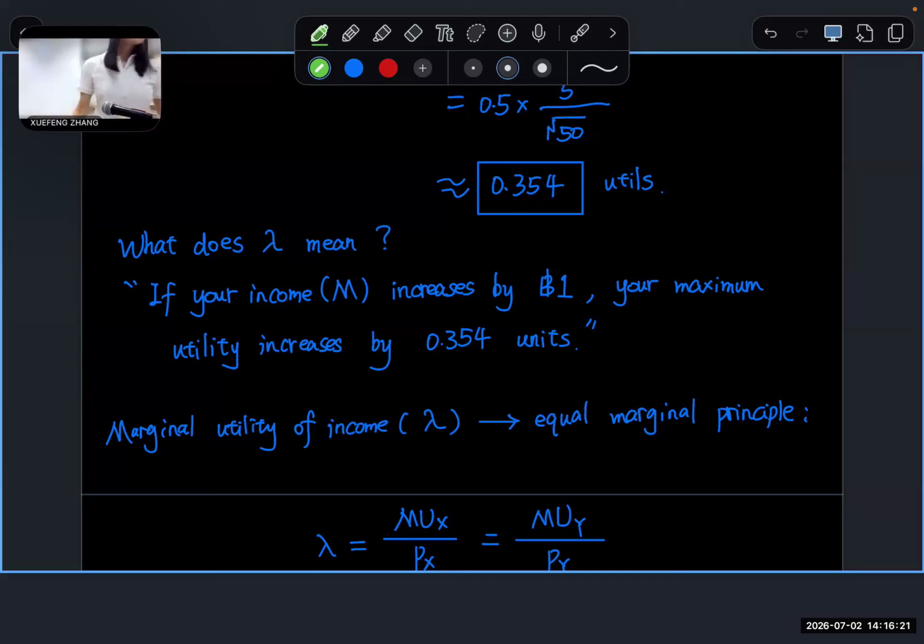Oh, okay, let me see it. You use MRS, right? This is the easy method. Can you understand the Lagrangian? Okay, so please review it.